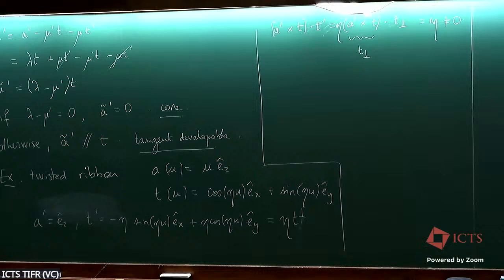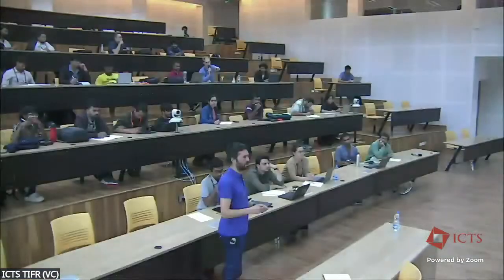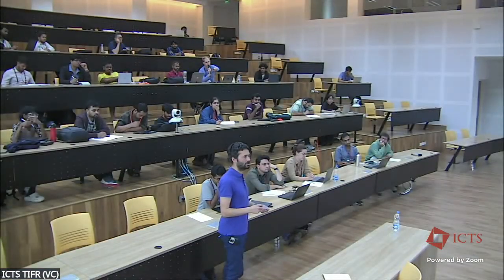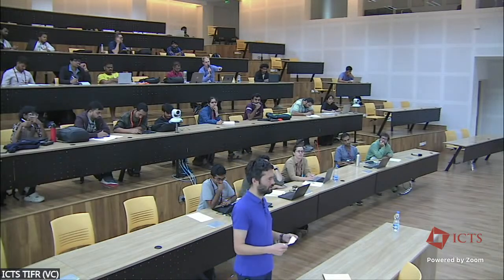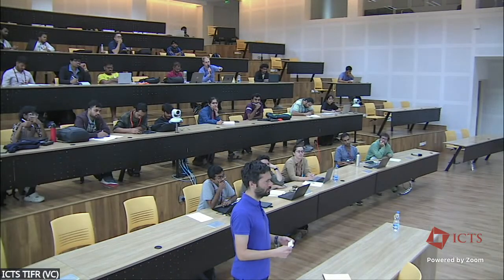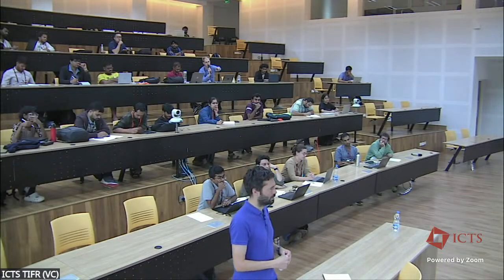You write A prime is equal to lambda t plus mu t prime. Didn't you assume that A prime was perpendicular to t to begin with? So why do you have that lambda term in there?